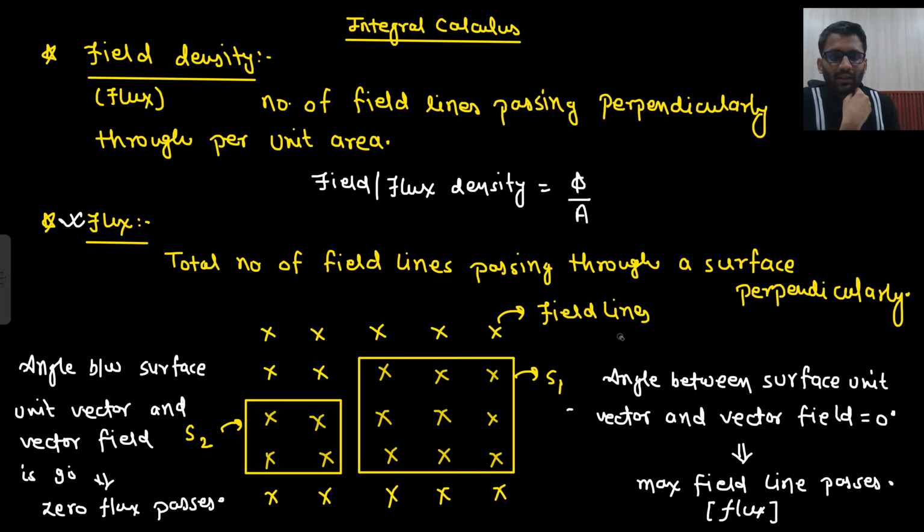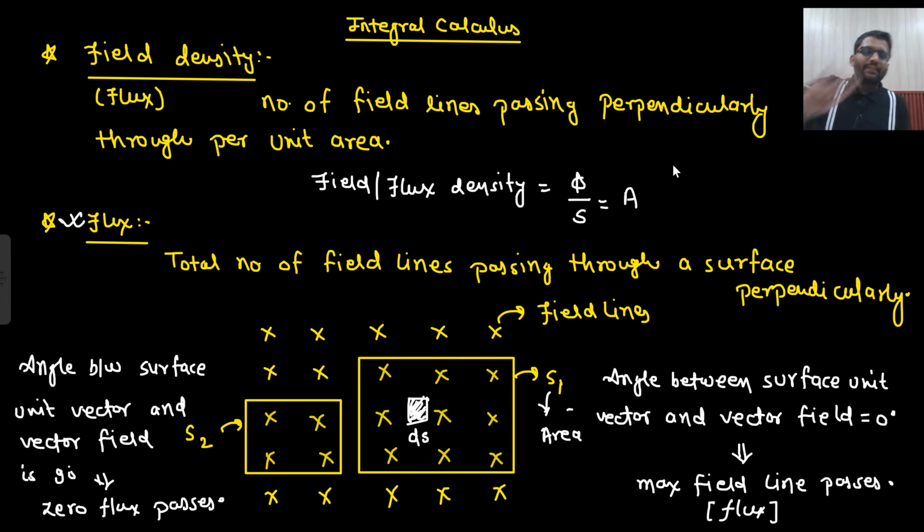Okay. Now what I am going to do is assume per unit area I denote by S, and flux density I am denoting by A. This is the area. Now I am going to assume a small surface ds here. Let's just say one field line is passing through this small surface ds.